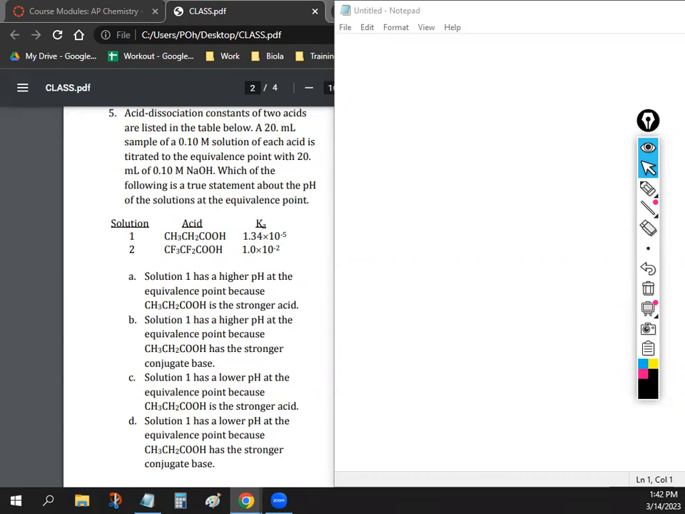So we got this problem right here. So we got two acids. They're listed in the table below. And you got 20 mils of a 0.1 solution of each acid, and it's titrated to the equivalence point of 20 mils. So basically what this problem is saying is you're doing a titration problem and you have two different acids. So we'll call this acid number 1. We'll call this acid number 2.